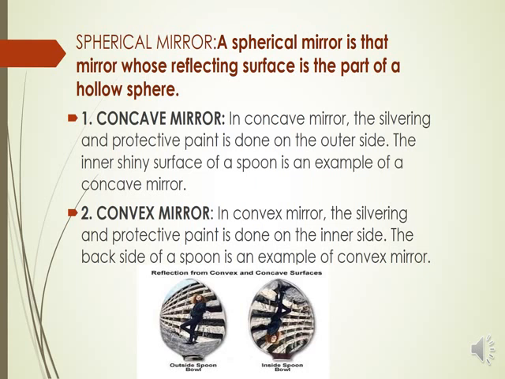And the second type of spherical mirror is a convex mirror. In convex mirror, the silvering and protective paint is done on the inner side. The back side of a spoon is an example of a convex mirror. So, in case of a convex mirror, the silvering and protective paint is done on the inner side. So, the reflection of the light will take place from the outer surface.